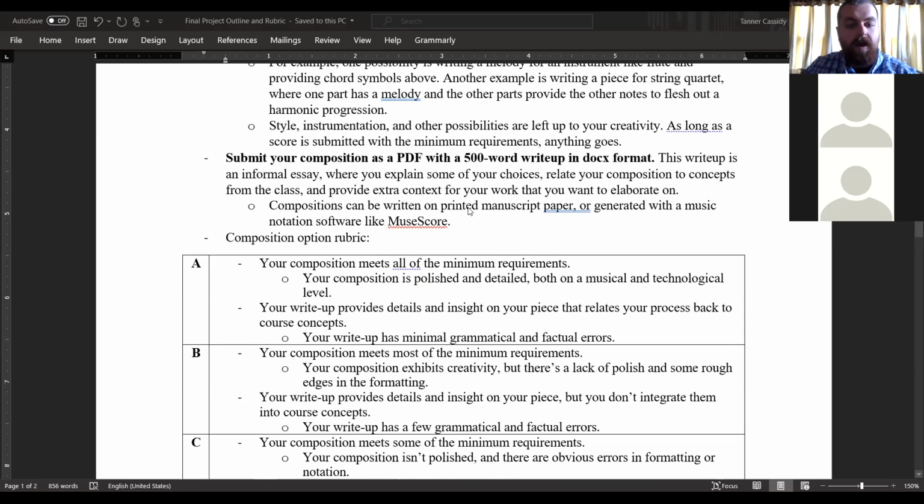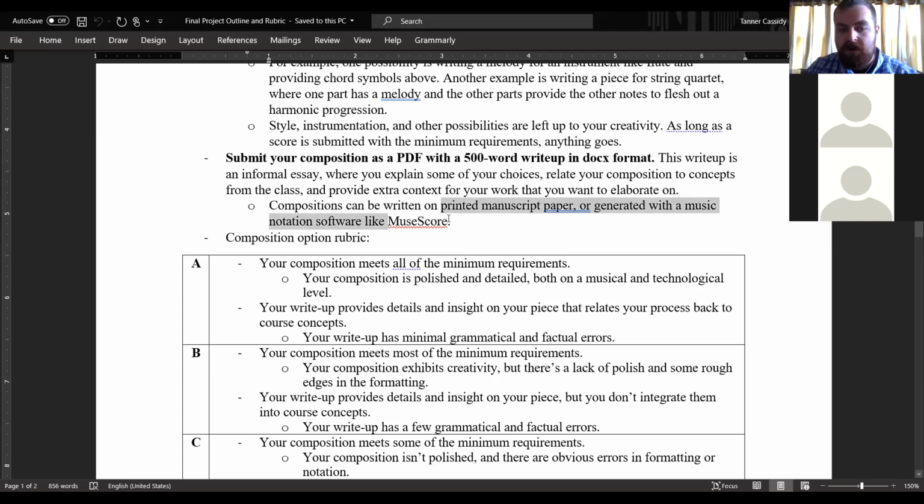So yeah, you may be wondering how you would submit your composition as a PDF. Well, you could write it on printed manuscript paper. You can find blank sheet music online to print out, or you could use a free software like MuseScore, which I think in the syllabus I also put information on. And like the examples that I make for class, you could also write out your piece.